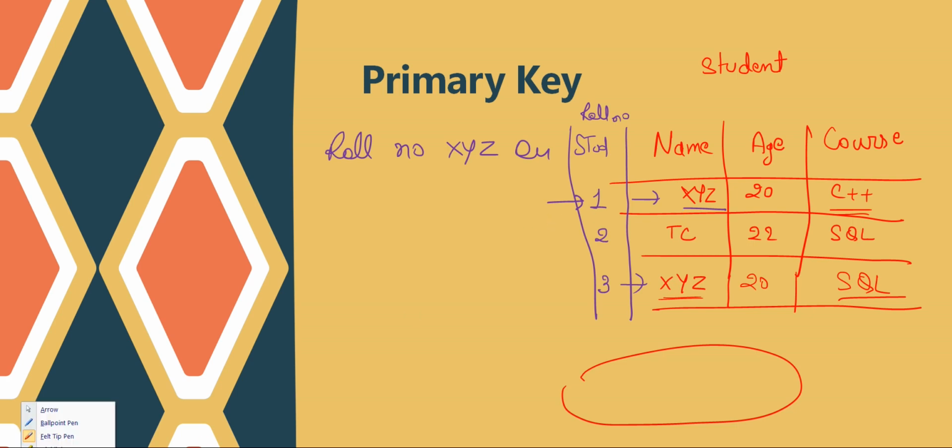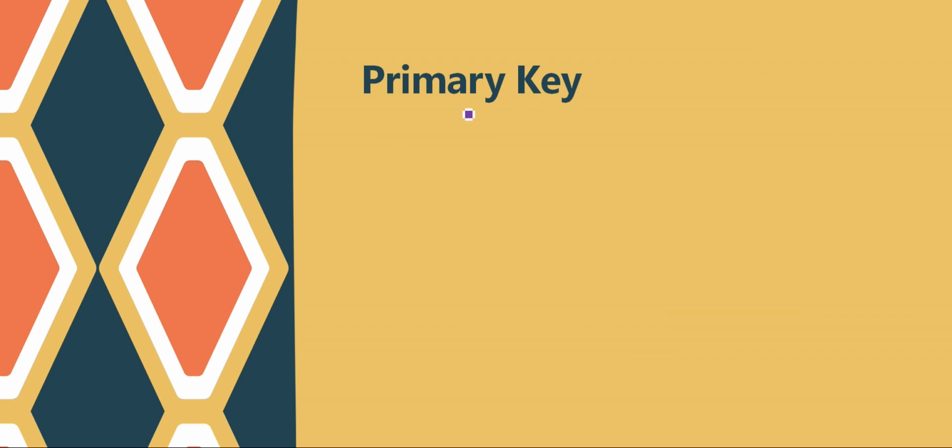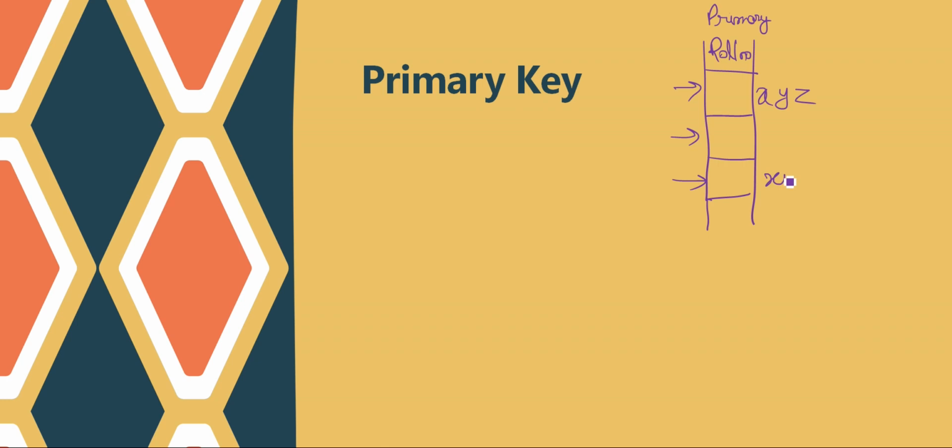So we are going to create a different column, a column which is going to have a unique value for each and every student. This will be termed as our primary key. So for now roll number is our primary key because this roll number is used to identify each and every student uniquely, so that this XYZ is not the same as this XYZ.